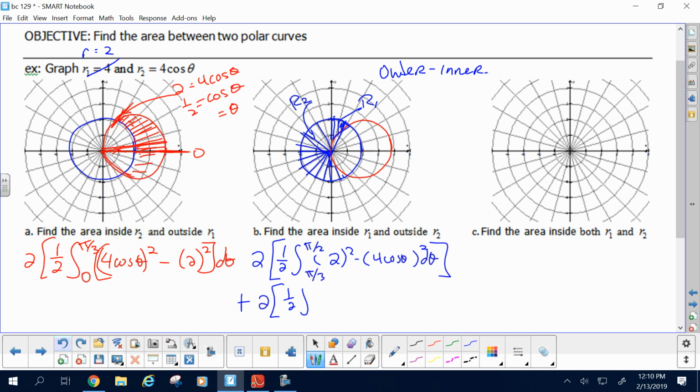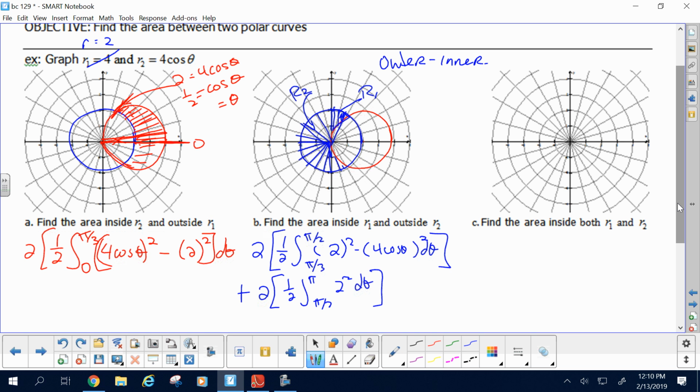The second region on the left-hand side of the graph, what are the limits? If I use symmetry, pi over two to pi. And what's the area of that left-hand side, the second and third quadrants? Two squared. Okay. Could you also do that left-hand side geometrically? Sure. All right, questions? Are we good? All right, let's try one more.